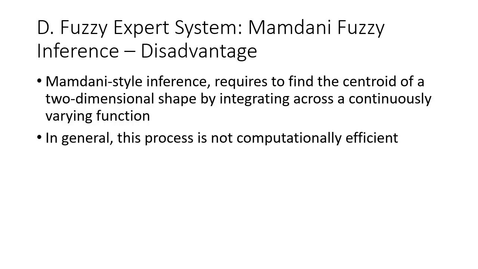What is the disadvantage of Mamdani Fuzzy Inference? First of all, it requires the computer to find the centroid of a 2D shape by integrating across a continuously varying function. In general, this process is not computationally efficient, and you have to remember that when we are developing AI functions, computer resources are very precious. Therefore, there is an alternative to Mamdani Fuzzy Inference, and we will discuss that in our next video.